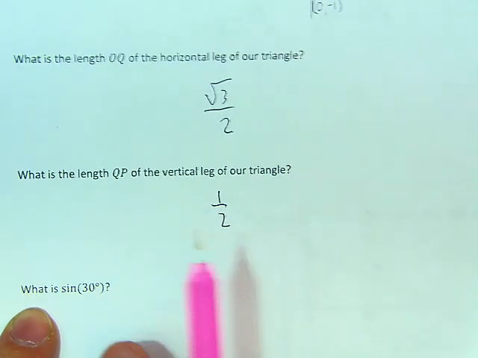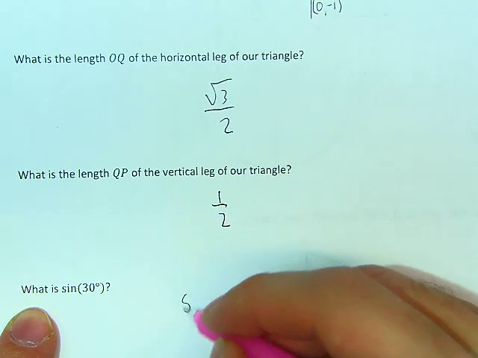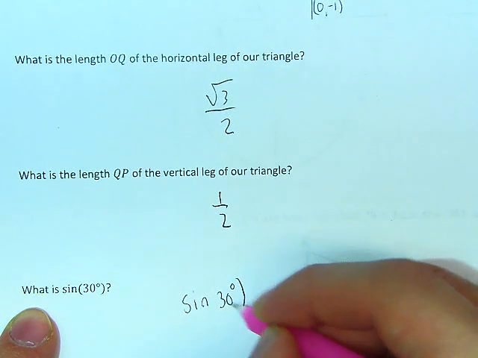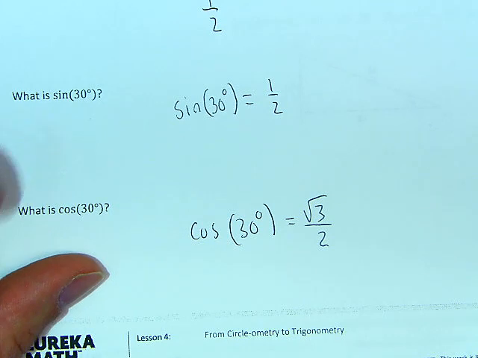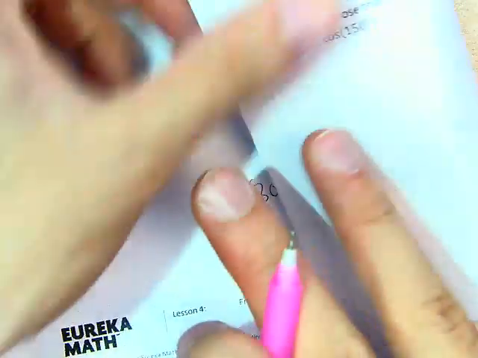Now here it's asking what's sine of 30 degrees. This one we did in the other video. So sine of 30 degrees is 1/2, and cosine of 30 degrees is square root of 3 over 2. Okie dokie. Now let's move on.